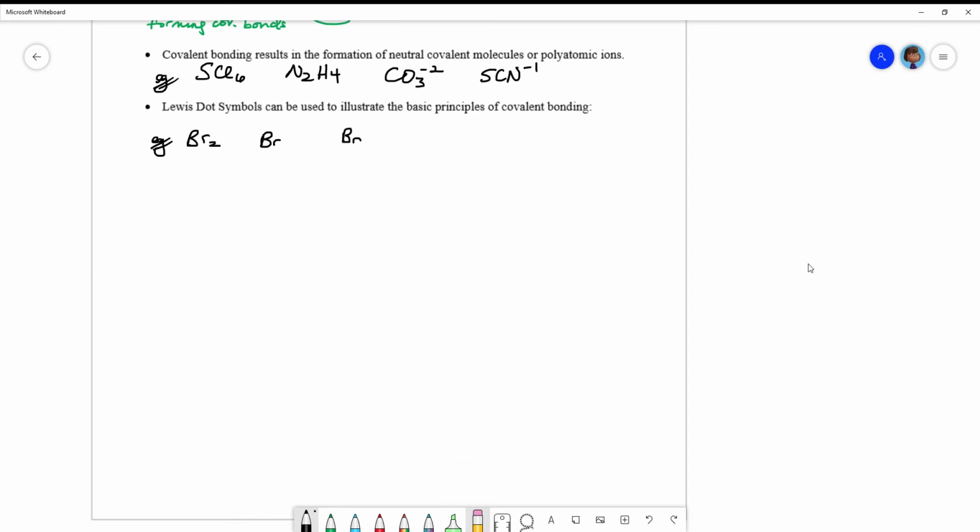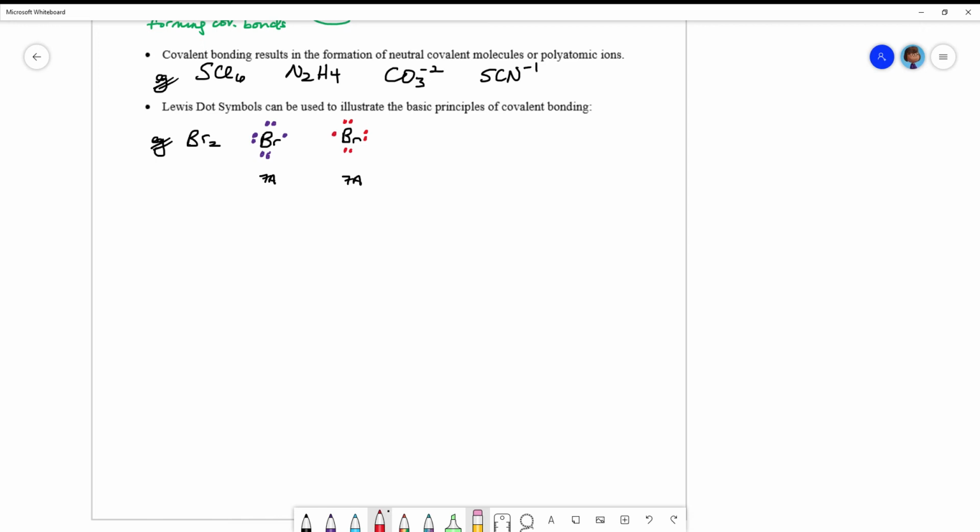So bromine is in group 7A, which means the bromine atoms have 7 valence electrons, which we can depict. I'm going to use different colors because colors are fun. Let's put 7 valence electrons around this bromine on my left-hand side. And I'm going to use a different color. Let's put 7 valence electrons around the bromine atom on the right.